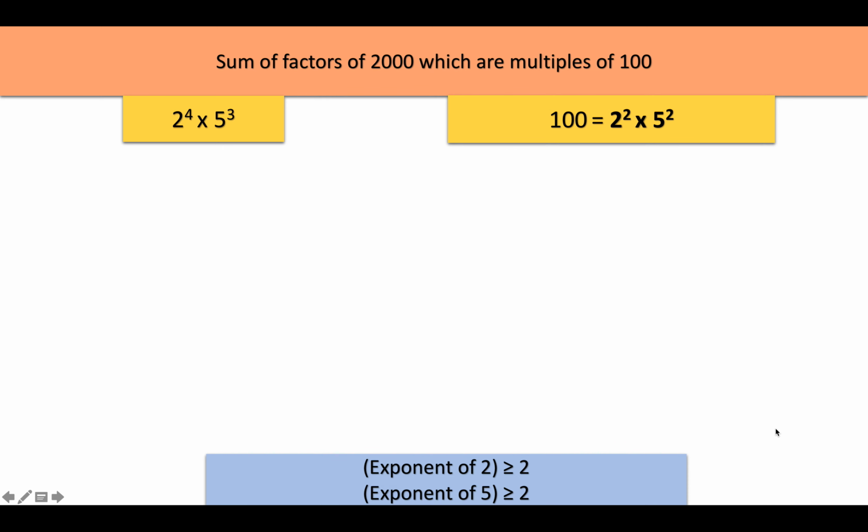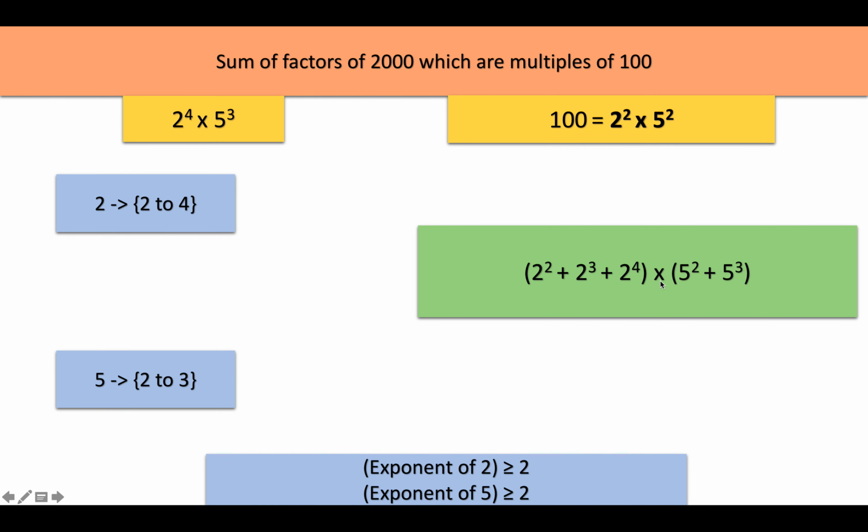So what are the options for the exponent? The options for exponent of 2 are from 2 to 4, and options for exponent of 5 are from 2 to 3. So again, similarly, how we'll calculate the sum of factors is we'll go from 2 raised to power 2 till 2 raised to power 4, and here from 5 raised to power 2 to 5 raised to power 3. Add inside these brackets and then finally multiply the values that we get of the brackets. Right, so the answer comes here to be 4200.